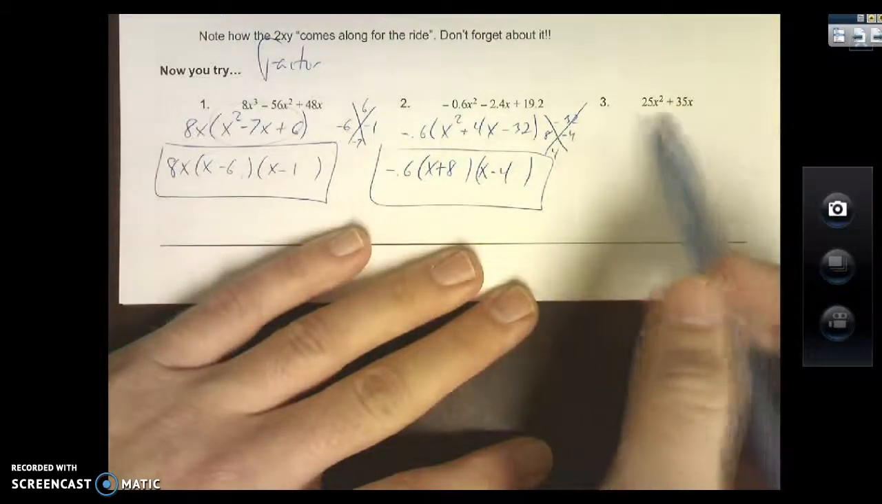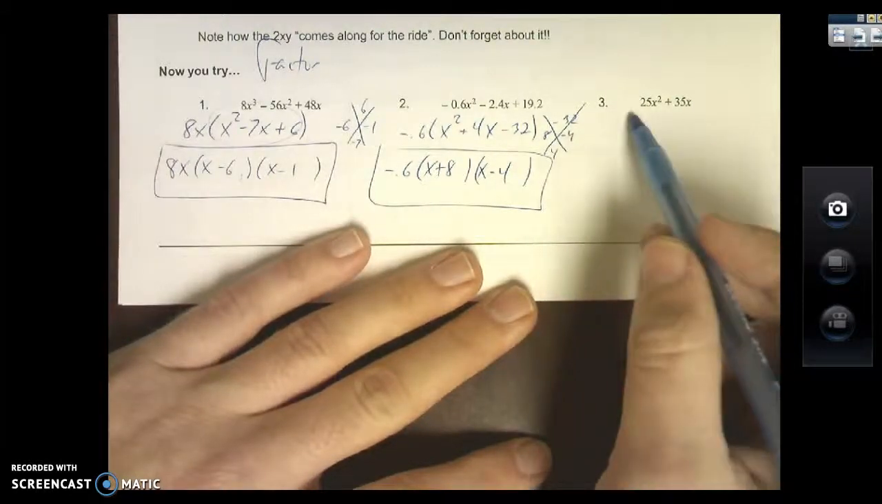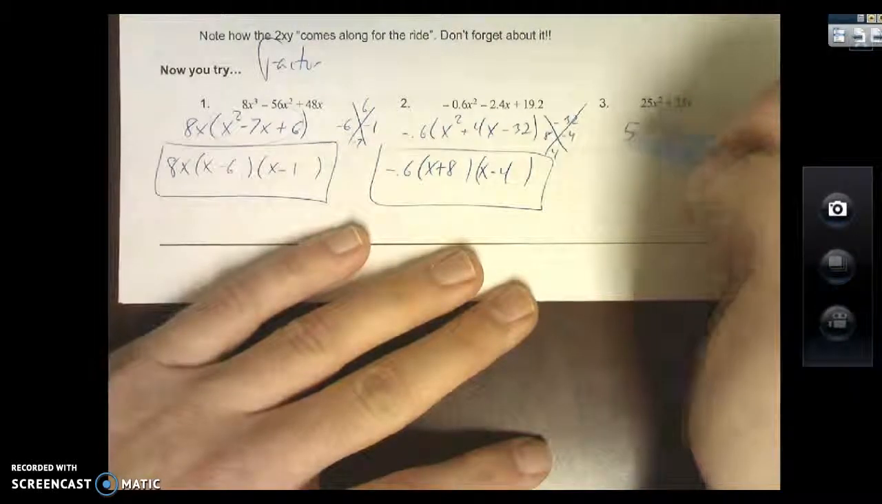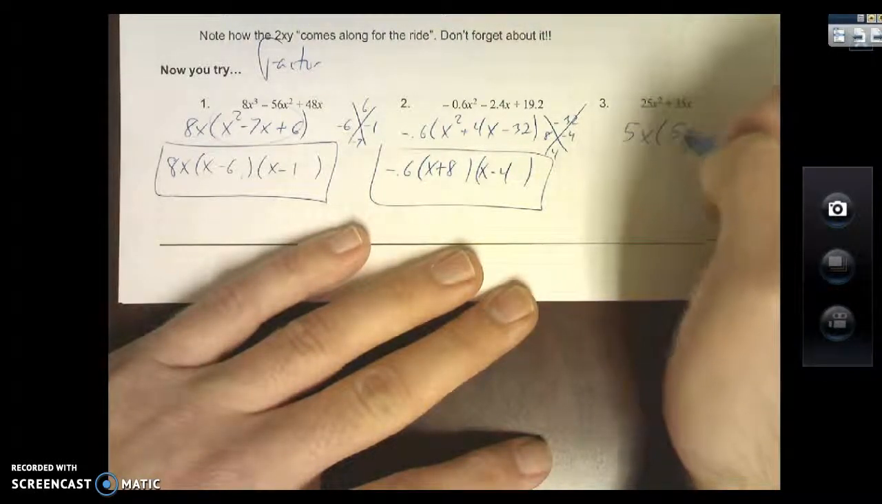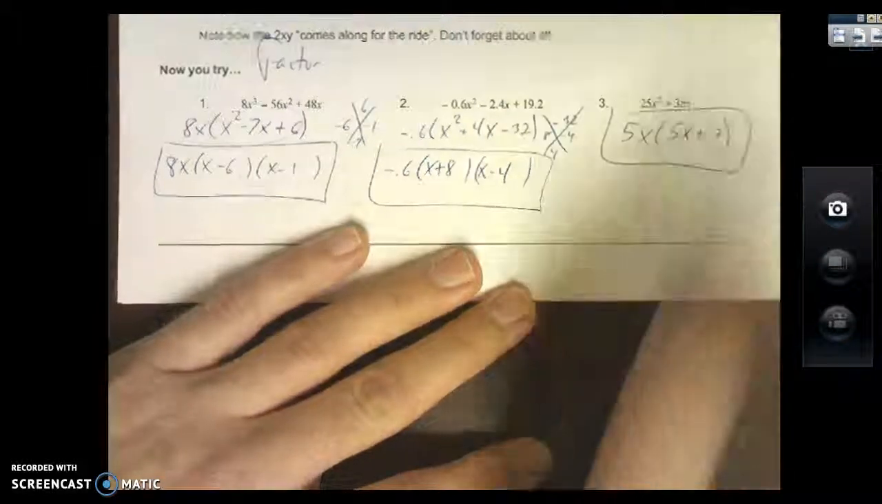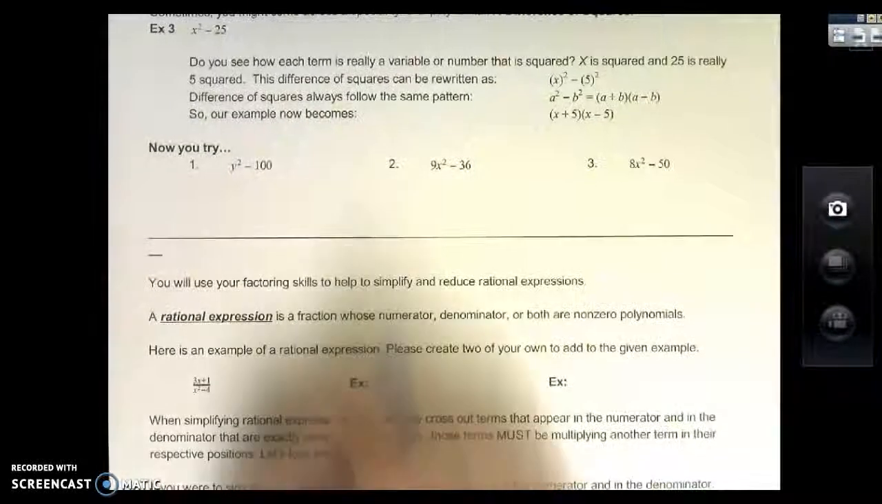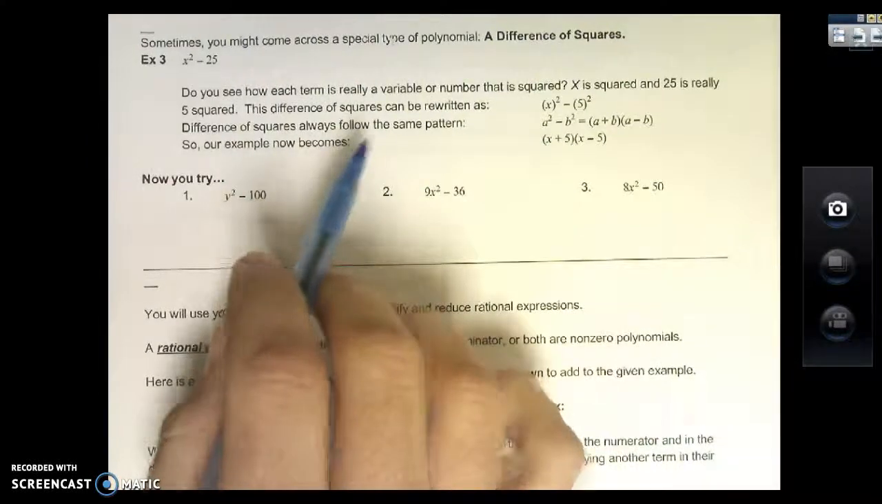You're looking for a GCF in both of these. What number can go in 25 and 35? Well, 5. And what variable can go in x squared and x? Just x. So I'm left with 5x times x plus 7. Good. Okay? Alright. Just a few more quick problems for you guys in this part. We're all good. These are called difference of squares problems.